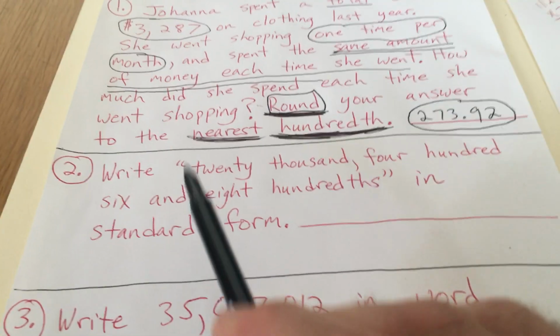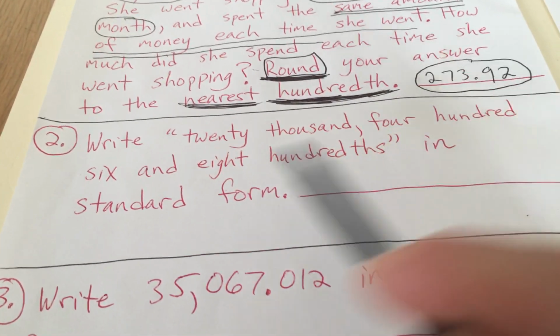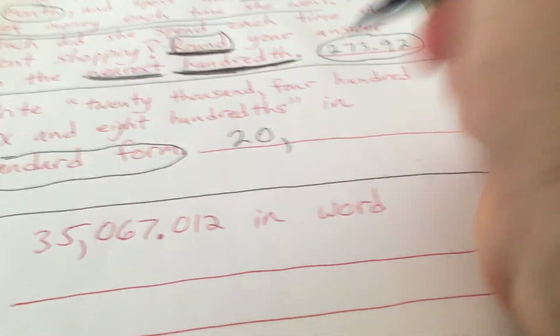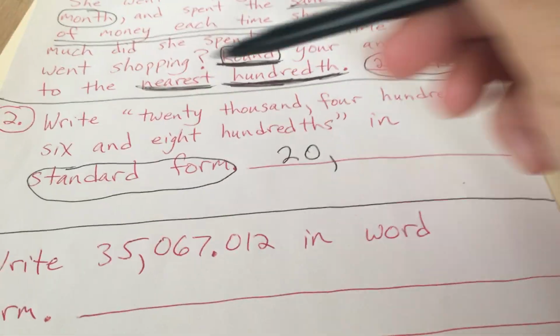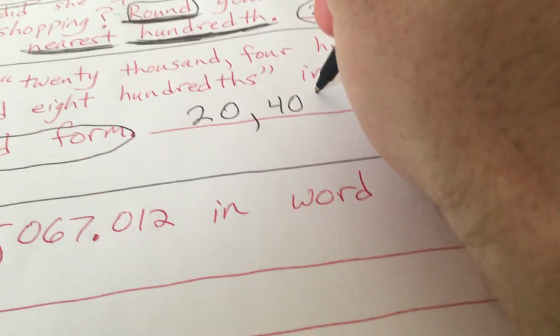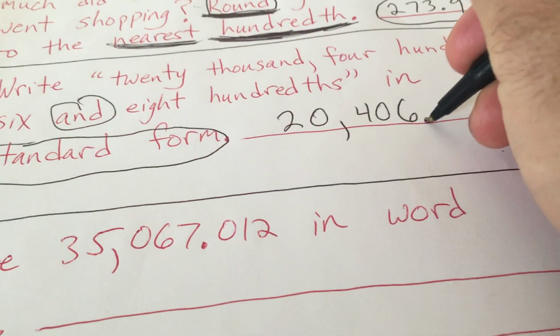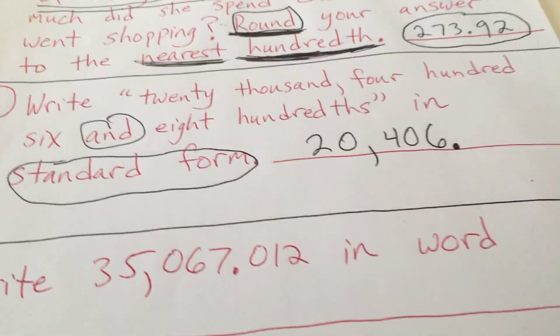All right, we're going to go through these two quickly. Write 20,406 and 8 hundredths in standard form. So standard form is just using digits the regular way that we write numbers. So 20,000, we put the comma at 1,000, 20,000, 406. At the end is where we put the decimal point, 8 hundredths.